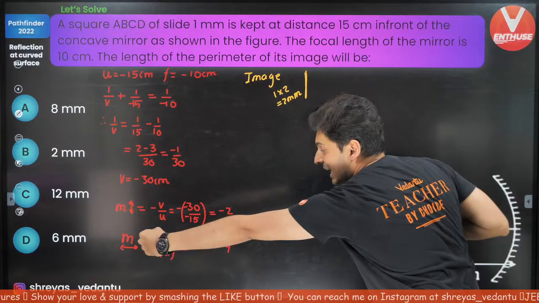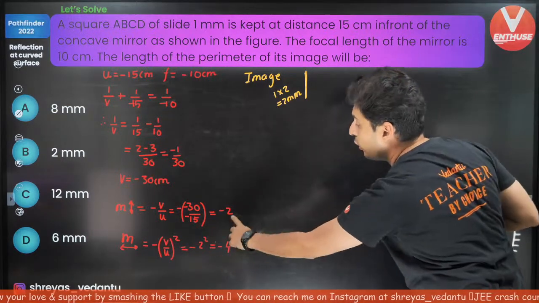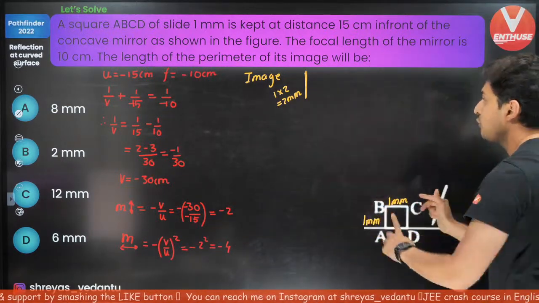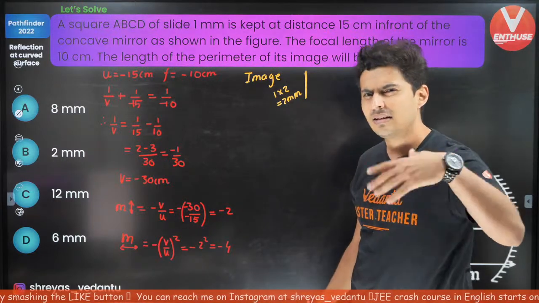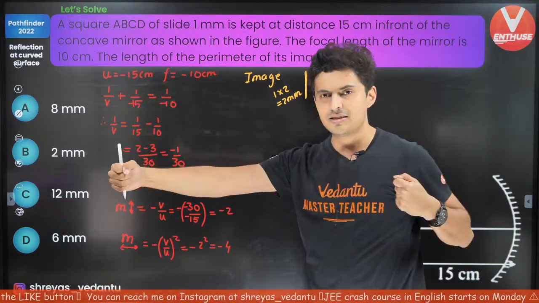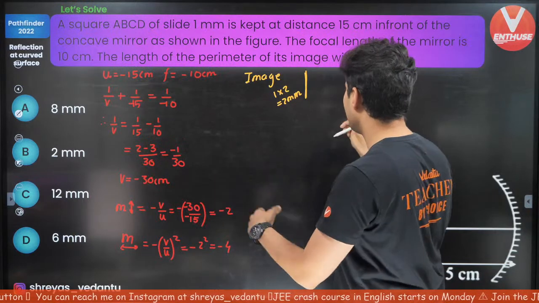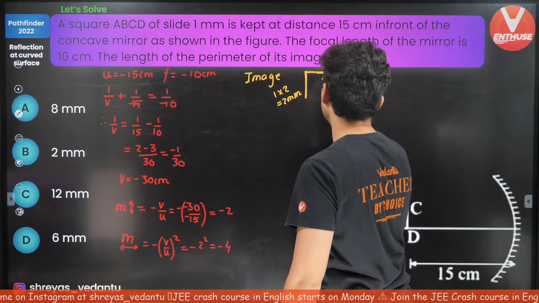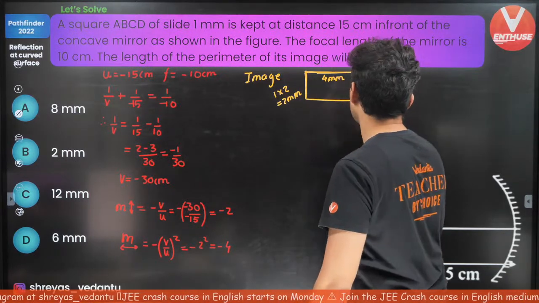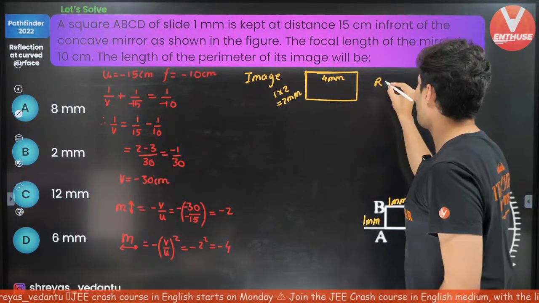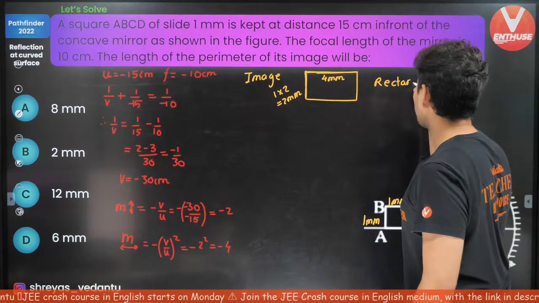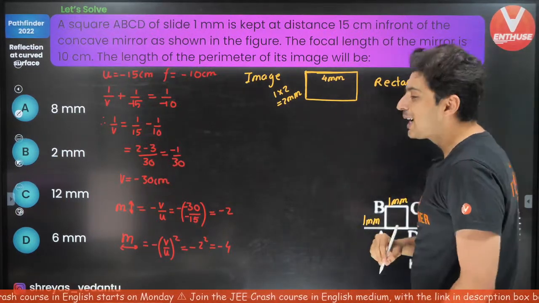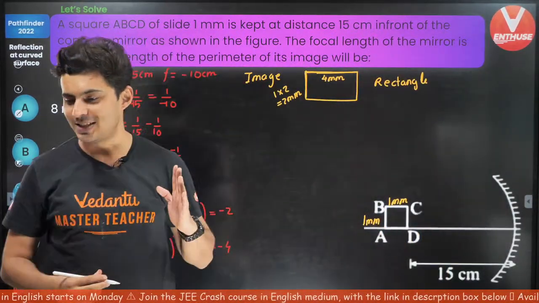And the breadth along the principal axis 4 times. So 1 will be stretched 4 times. That minus does not matter, because whether it is stretched this way or that way, the length is the same. So this will be 4 millimeters. What I have got is no longer a square but a rectangle. So the square has become a rectangle in this situation.